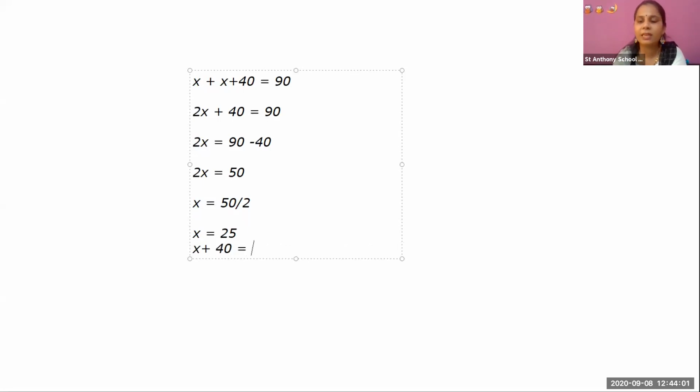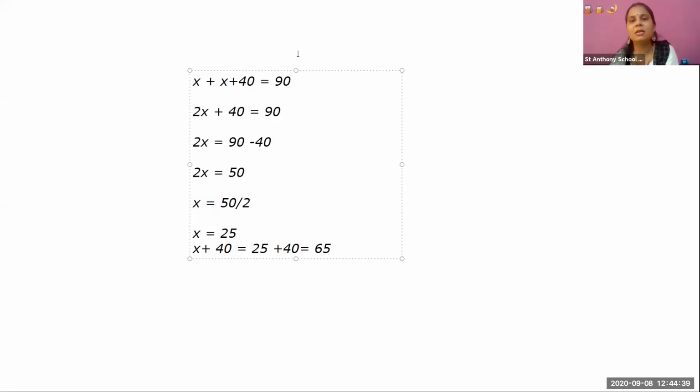The value of X is 25, plus 40. 40 plus 25 is what? 65, right? So one of our angles is 25 and the other angle is 65. So both angles are 25 and 65, which are complementary to each other. Understood now? Okay, 25 and 65.